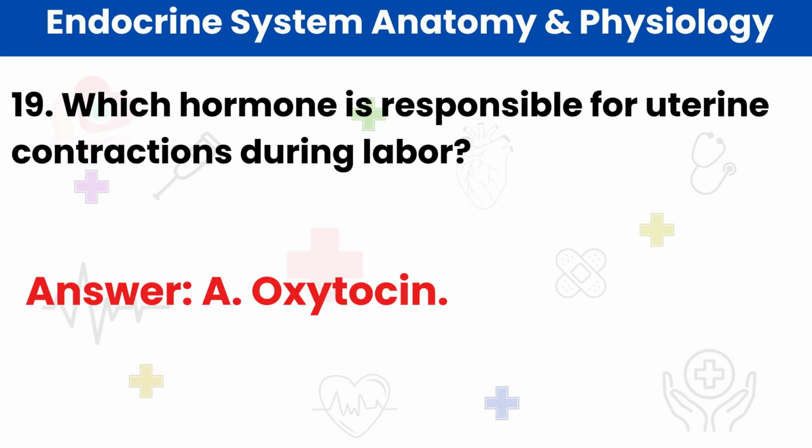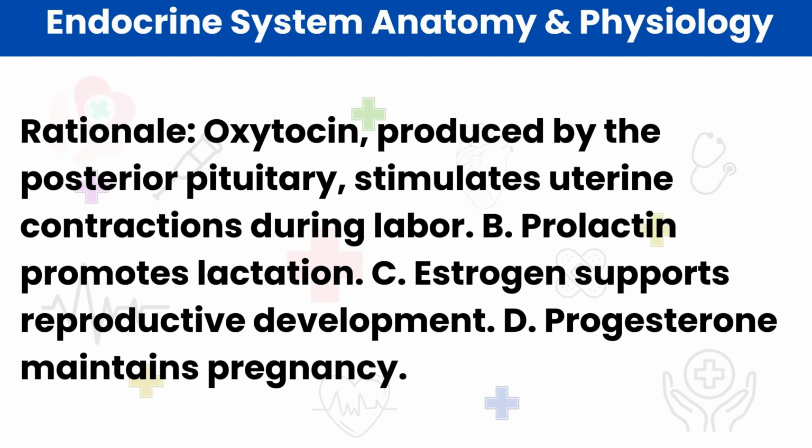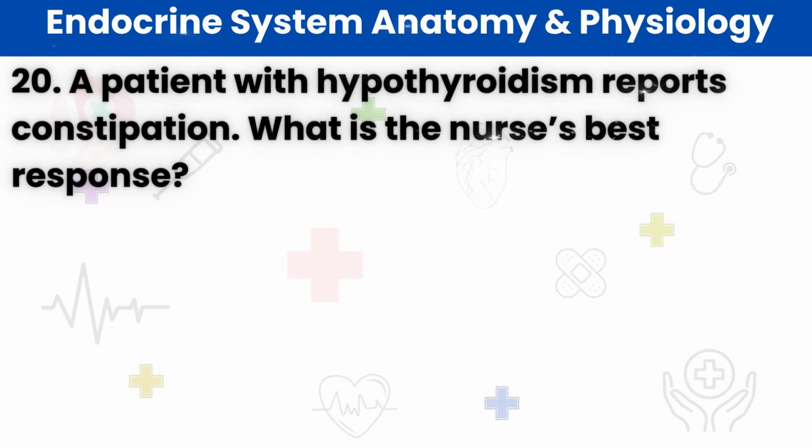Answer: A. Oxytocin. Rationale: oxytocin, produced by the posterior pituitary, stimulates uterine contractions during labor. B. Prolactin promotes lactation. C. Estrogen supports reproductive development. D. Progesterone maintains pregnancy.